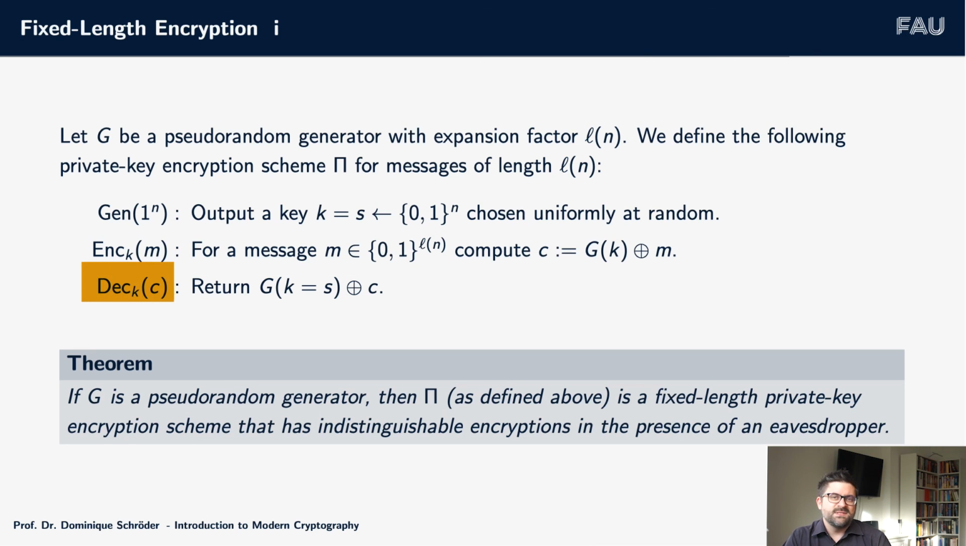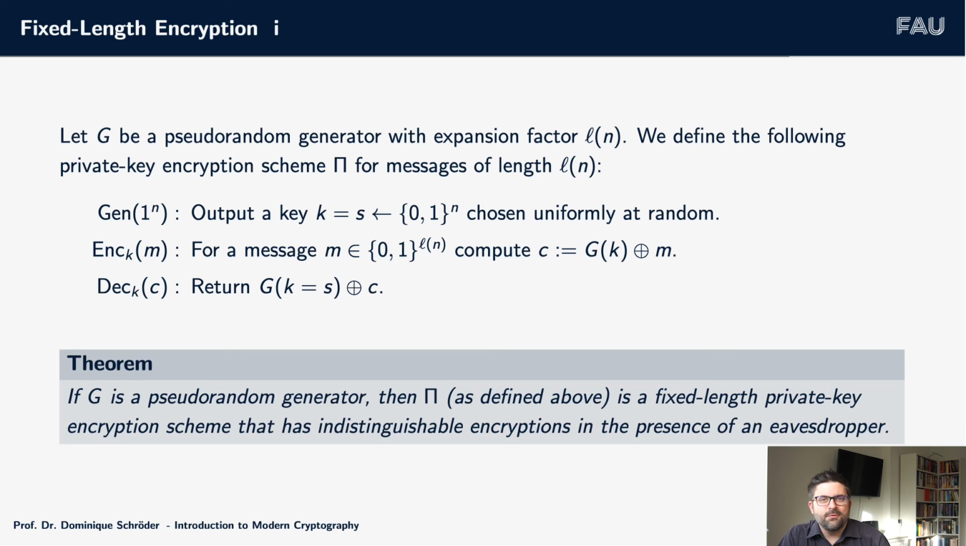Now to decrypt this message, obviously you're doing the reverse operation, which means you're taking as input the ciphertext C and the seed S. What you will do is you will simply compute G of S and XOR the result to C. And what you will obtain is the message M that was encrypted, the plaintext M.